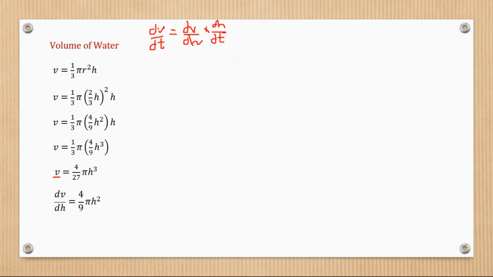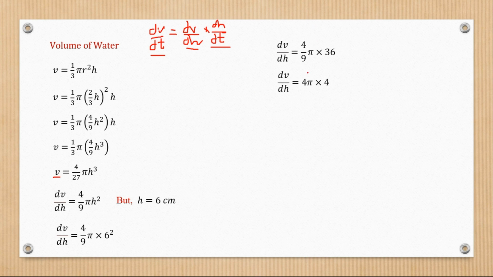So now I know what the dV/dh is. Now what we're looking for is actually dh/dt, but we already know what dV/dt is because it was given to us in the question. So now here we've been told that h is 6 centimeters because we've already been given the value of h. So dV/dh should actually be equal to 4/9 π times 6 squared, which shall give me dV/dh being equal to 4π times 4, which is 16π. So that is the value of dV/dh.